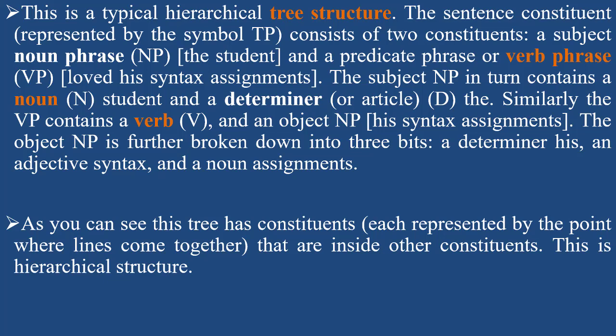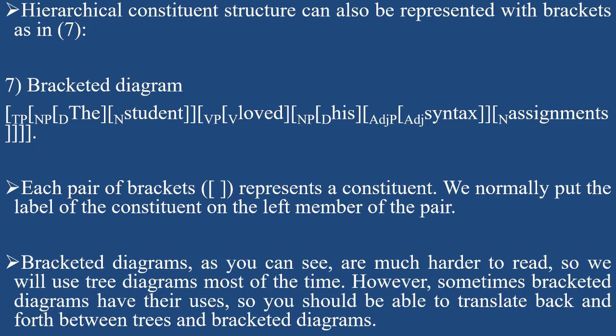The object NP is further broken down into three bits. That is, we have a determiner, which is his, an adjective, syntax, and a noun, assignment. So we have determiner, adjective, and noun. So as you can see, this tree has constituents, each represented by the point where lines come together, that are inside other constituents. This is hierarchical structure. So this is what we call hierarchical structure or tree structure.